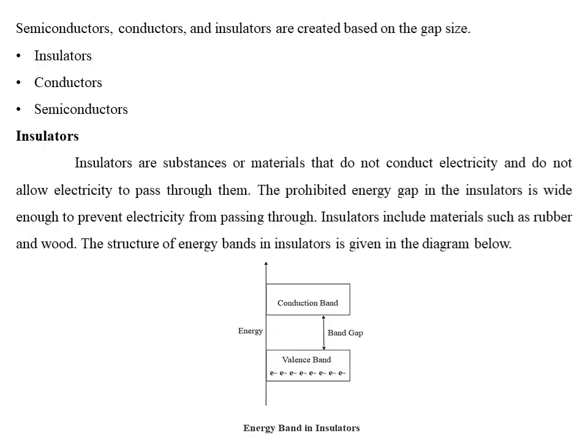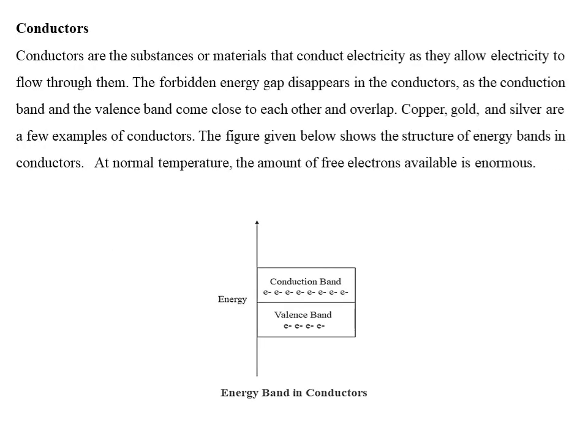Insulators. Insulators are substances or materials that do not conduct electricity and do not allow electricity to pass through them. The prohibited energy gap in the insulator is wide enough to prevent electricity from passing through. Insulators include materials such as rubber and wood. The structure of energy band in insulator is given in the diagram below.